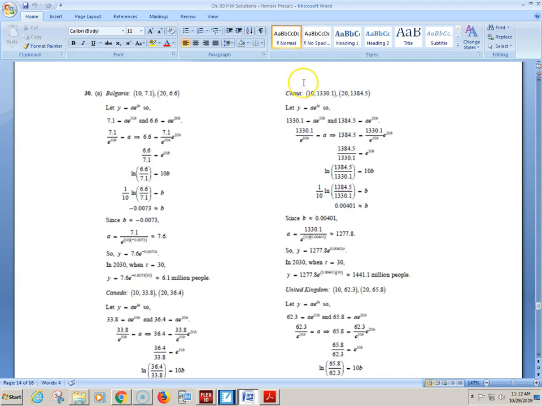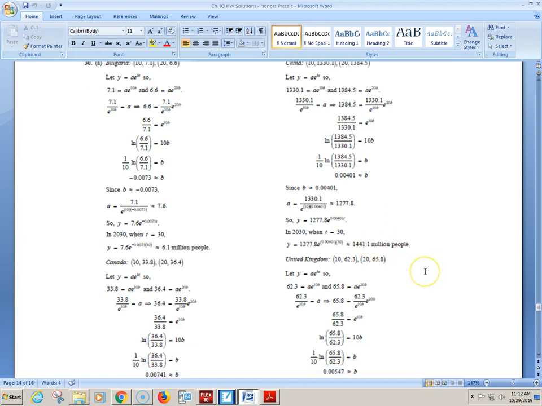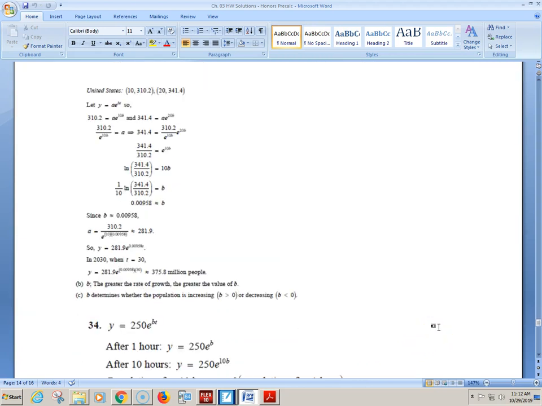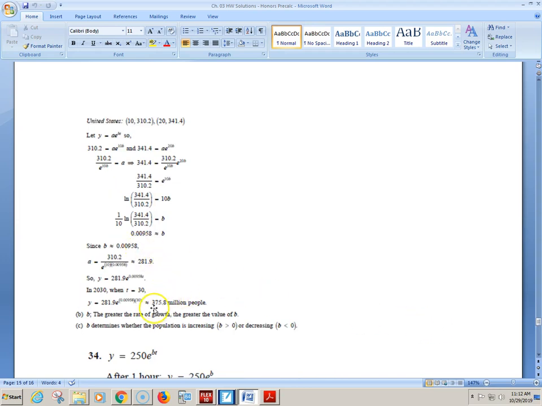In China, projected population would be 1,441.1 million. UK is 69.5 million. And the US is 375.8.